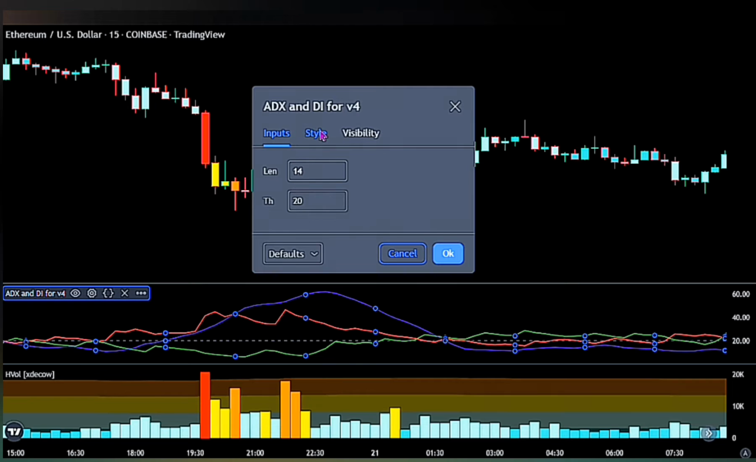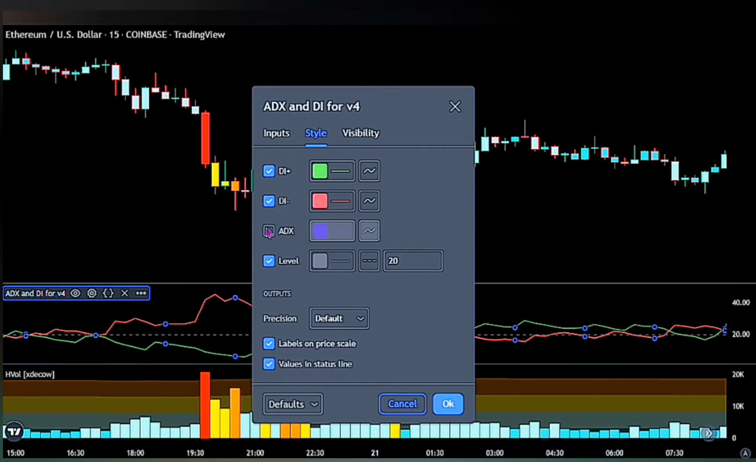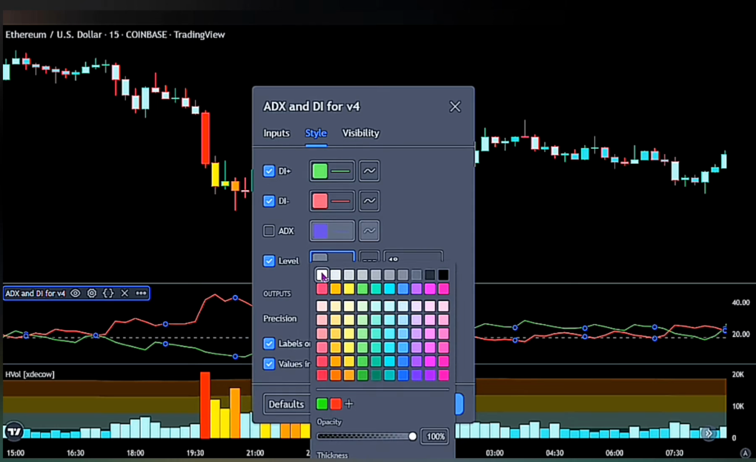Now head over to the style. I want you to untick the ADX, as we will be using just the DI reading of this indicator. Now go ahead and change the level to 18 and also the color to white. When you are done, go ahead and click on the OK button.